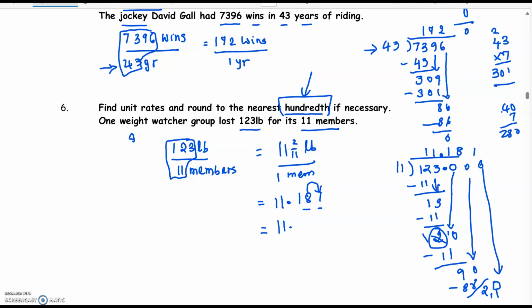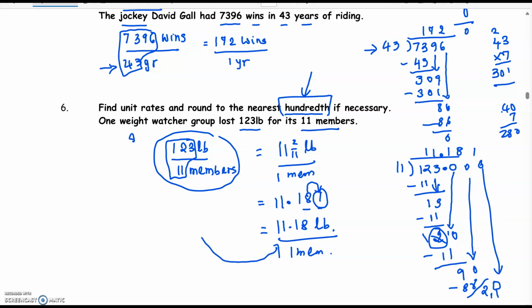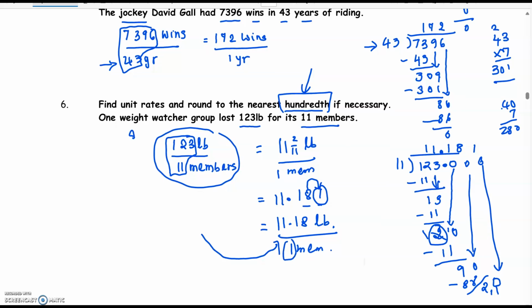I'm going to go 11.18. Rounding down because this is a 1, pounds per one member. So that's a unit rate. This is the rate. After division and simplification, it becomes the unit rate because the denominator is one member.